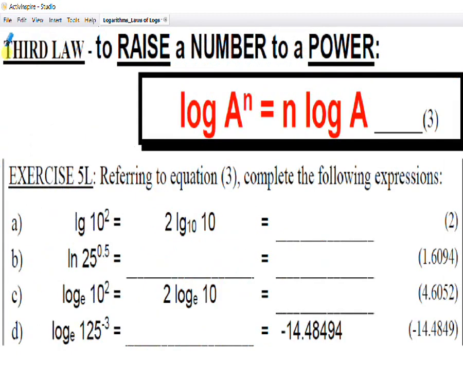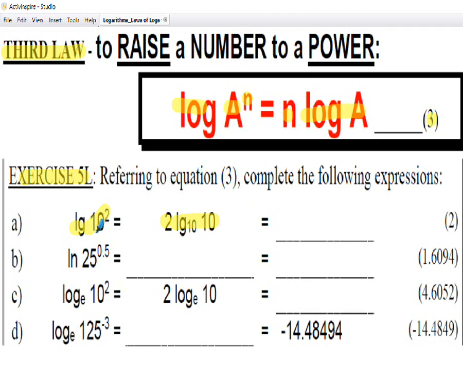The third and final law of logs we need to look at is when you're raising a number to a power. Here, if we have log of a raised to the power n, we can write that as n times the log of a. That's law 3. So for example, in exercise 5L here, we have log, that's log to the base 10 here, of 10 squared. That's of the form log a to the n, where a is the 10 and n is the 2. And we can write that on the right hand side format of 2, that's the n, multiplied by the log of a, the log of 10.